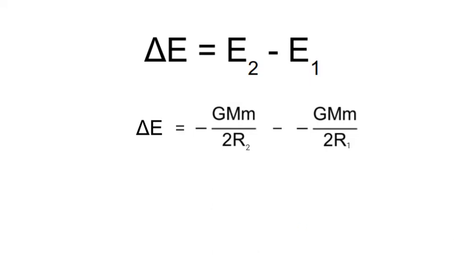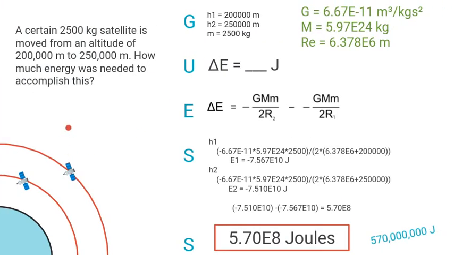Okay, let's look at an example problem. We have a satellite with 2,500 kilograms of mass, and it's orbiting at 200,000 meters, and we need to increase its altitude to 250,000 meters, to a higher altitude. So how much energy do we need, or how much energy is it going to take to go from here to here?